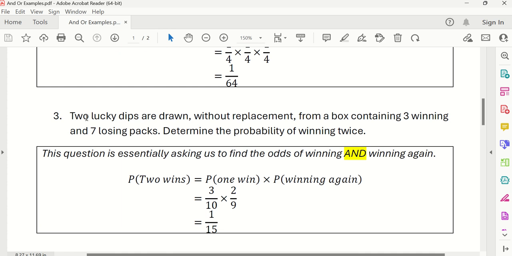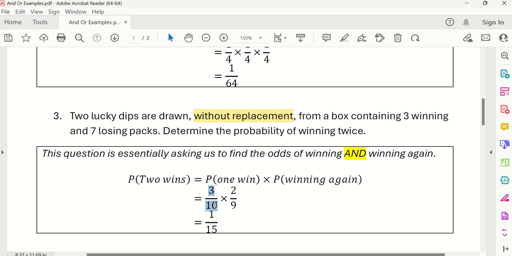This one's a little different. 2 lucky dips are drawn without replacement. So remember, that means I'm not putting them back in the box. Anyway, 2 lucky dips are drawn without replacement from a box containing 3 winning and 7 losing packs. What is my probability of winning twice? As you can see here, it's essentially asking us to find the odds of winning again and again. So winning once and winning a second time.